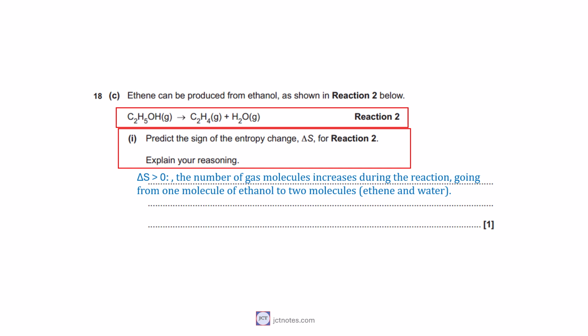This is because entropy is a measure of disorder or randomness in a system. In the reaction, the number of gas molecules increases during the reaction, going from 1 molecule of ethanol to 2 molecules, ethene and water. This increase in the number of gas particles results in a greater distribution of energy and higher randomness in the system, leading to an overall increase in entropy.